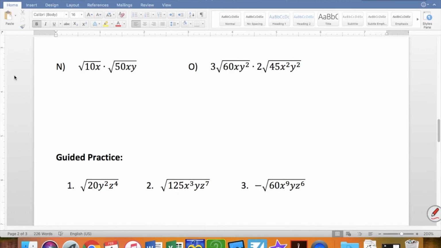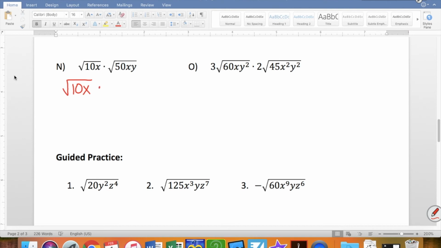All right, starting with examples N and O, let's look at these two. They're a little bit different. We have the square root of 10x times the square root of 50xy. I could go ahead and multiply what is under these radicals together, and then I could simplify, or I could simplify what's inside the radicals first, and then I could multiply and maybe find that way to be a little bit easier. So looking at these two, I think I'm going to simplify first. So I'm going to go ahead and just copy the 10x down because the 10 has no perfect square factors and x is just x. So I'm going to leave that as the square root of 10x.